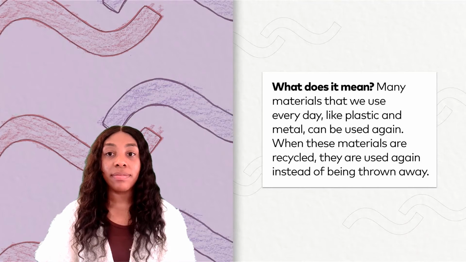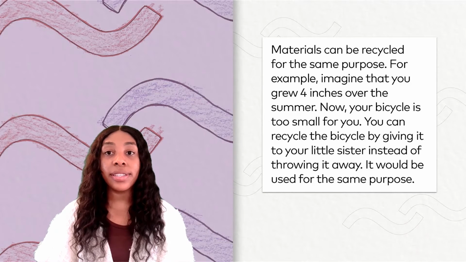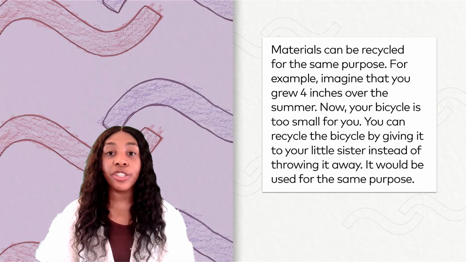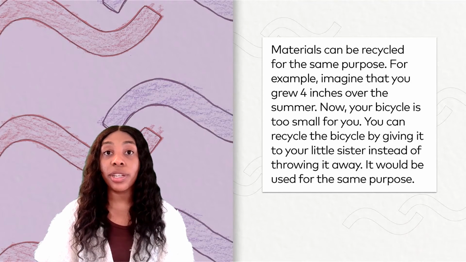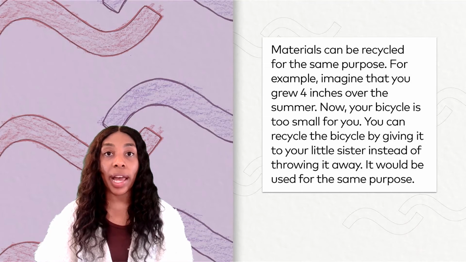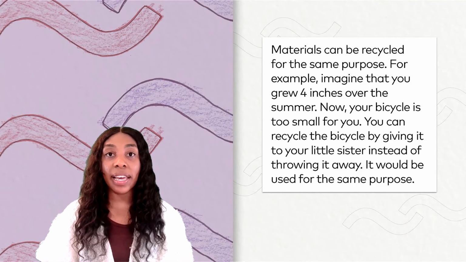What does it mean? Many materials that we use every day, like plastic and metal, can be used again. When these materials are recycled, they are used again instead of being thrown away. Materials can be recycled for the same purpose. For example, imagine that you grew 4 inches over the summer. Now, your bicycle is too small for you. You can recycle the bicycle by giving it to your little sister instead of throwing it away. It would be used for the same purpose.